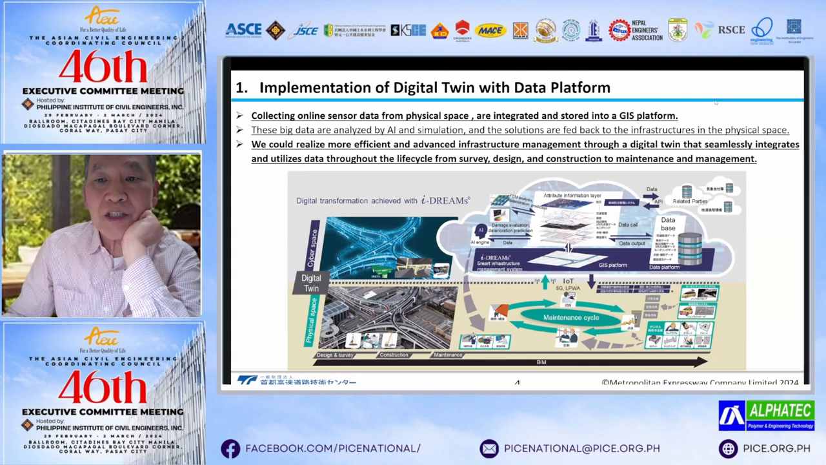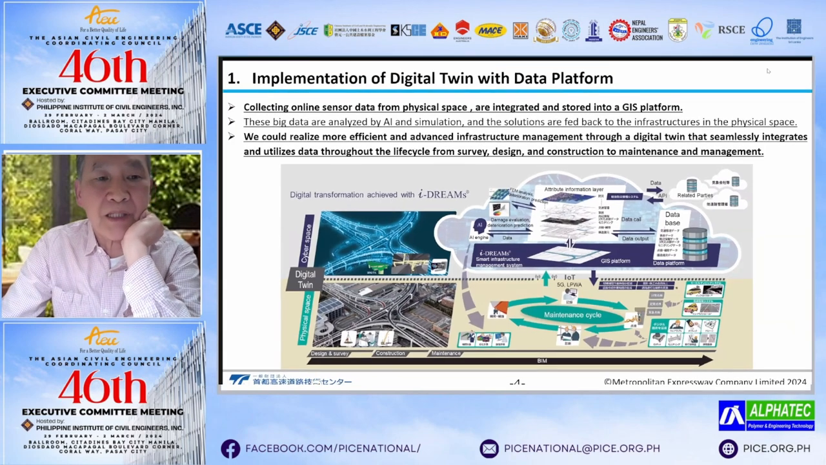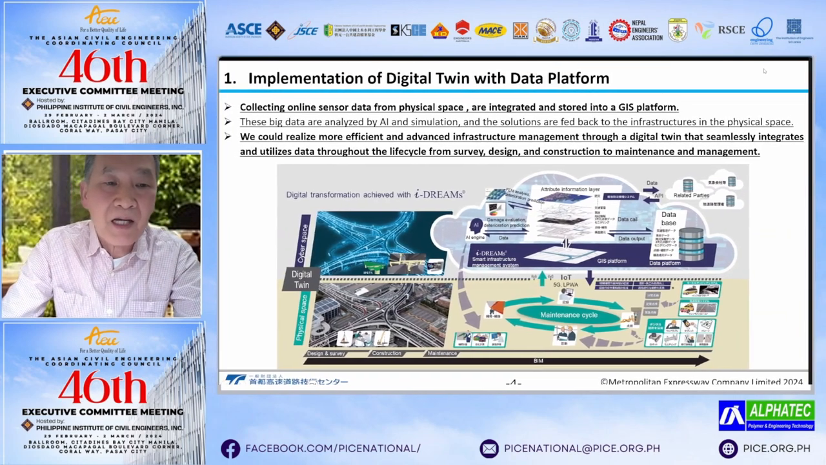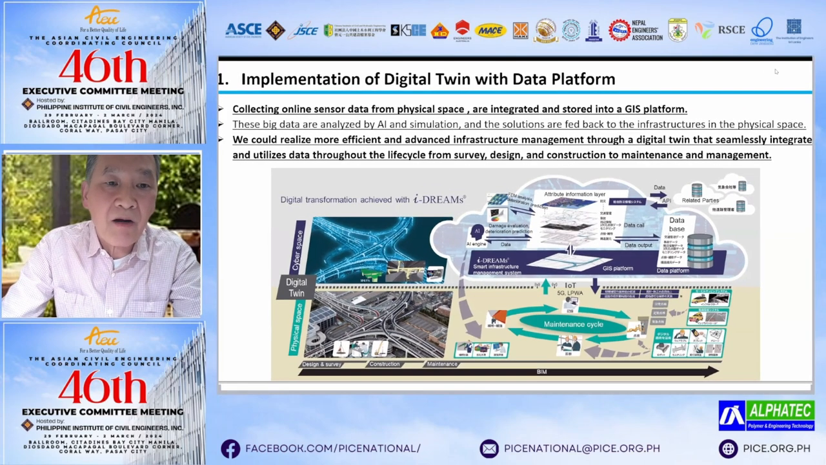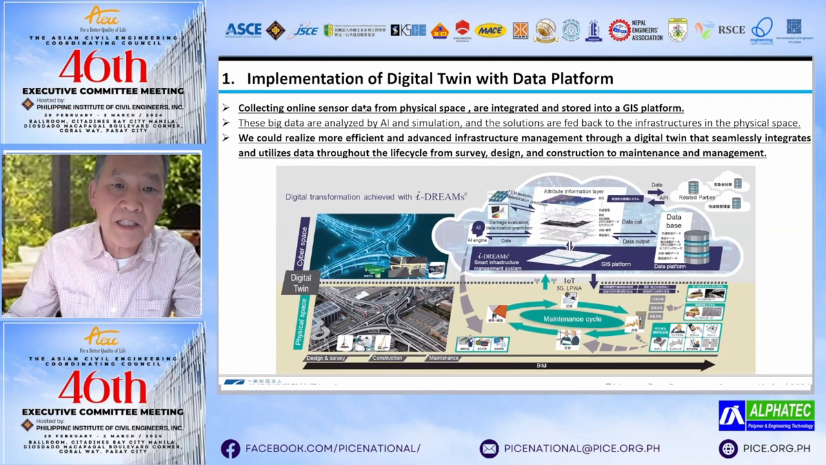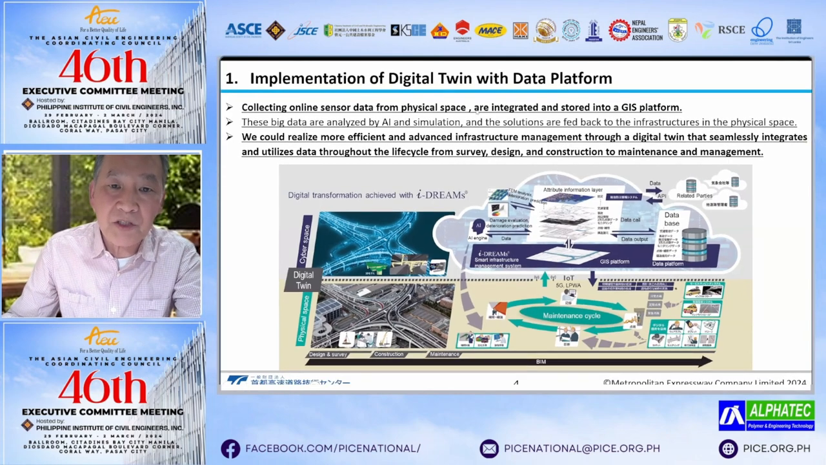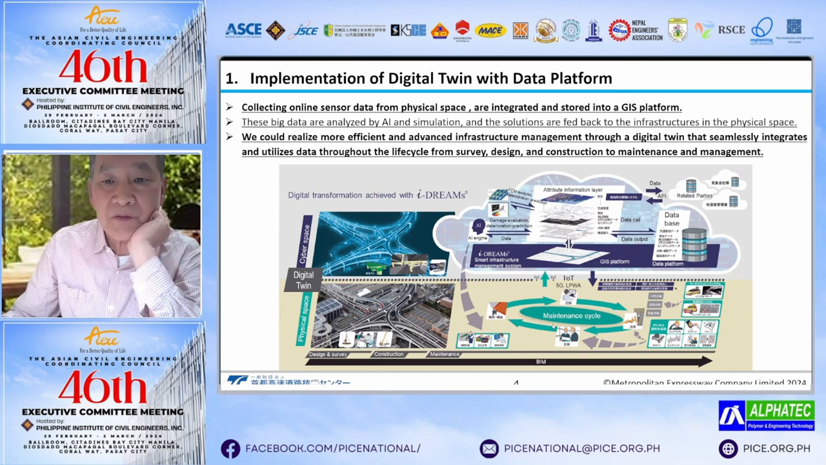I'm not going to describe this in detail this evening, but just show briefly the concept of the digital twin. Online sensor data from the physical space should be integrated and stored in the GIS platform. Big data are analyzed by AI and simulations, and solutions are fed back to the infrastructure in the physical space again. So we could realize more efficient and advanced infrastructure management through a digital twin that seamlessly integrates and utilizes data throughout the life cycle, from survey, design, and construction to maintenance and management.